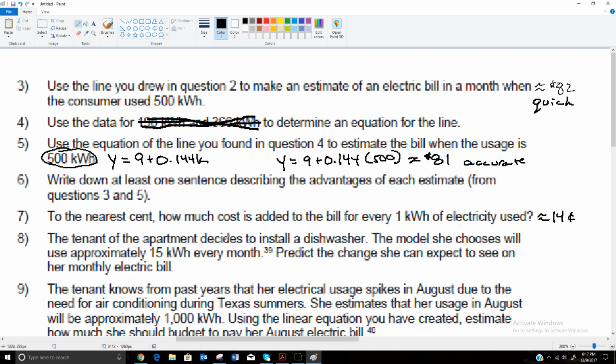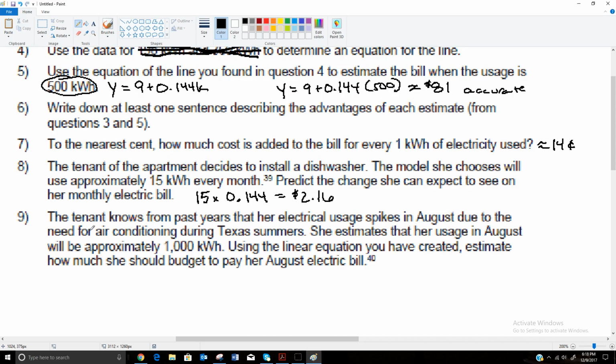It says the tenant of the apartment decides to install a dishwasher. The model she chooses will use about 15 kilowatt hours per month. How much is she going to add? Well, if she's adding 15 kilowatt hours, and a kilowatt hour is about 14 cents, I'm going to use the 0.144. It's not going to be very much. It's about $2.16. So it's only going to cost her about $2.16 to use that dishwasher.